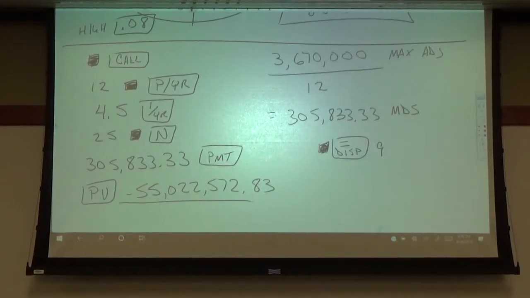Shift. All right, so we type in 4.5 interest rate, 25. So shift in 3,670,000 divided by 12. Yeah, you just did it, 305,833 point. Because then when I did it that way. Yes. And we're going to hit payment, and then we're going to hit present value.